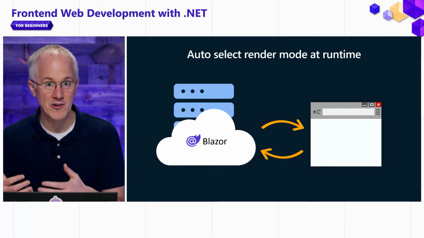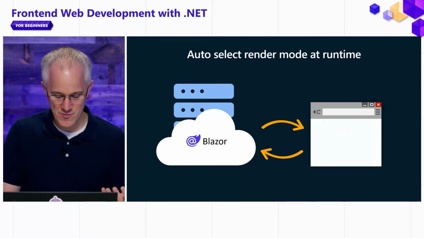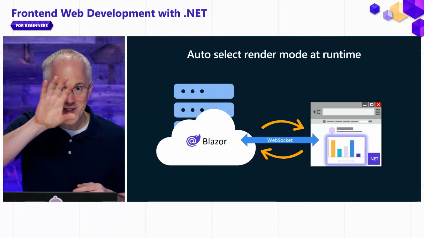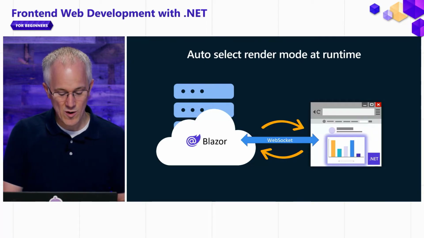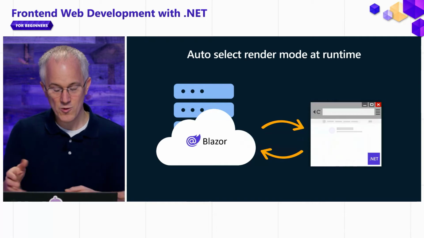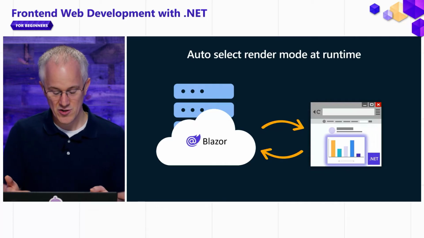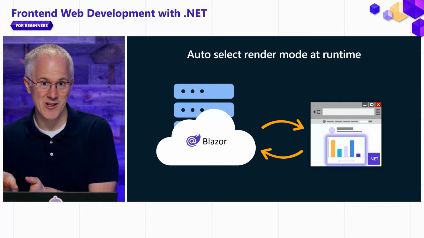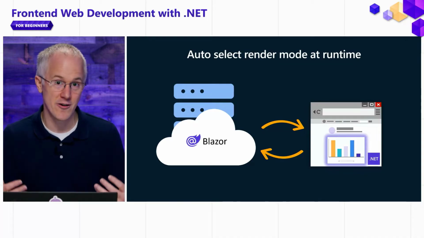Now, there's actually also a third option that combines the strengths of both interactive server and interactive WebAssembly rendering: the interactive auto render mode. The interactive auto render mode will initially render a component from the server while the .NET WebAssembly runtime is being downloaded in the background. Then, once the .NET runtime has been downloaded and cached, the component will automatically switch to WebAssembly-based rendering for future visits. So your app loads fast initially from the server and then switches to WebAssembly automatically, offloading work from your servers to the client. That's the interactive auto render mode.